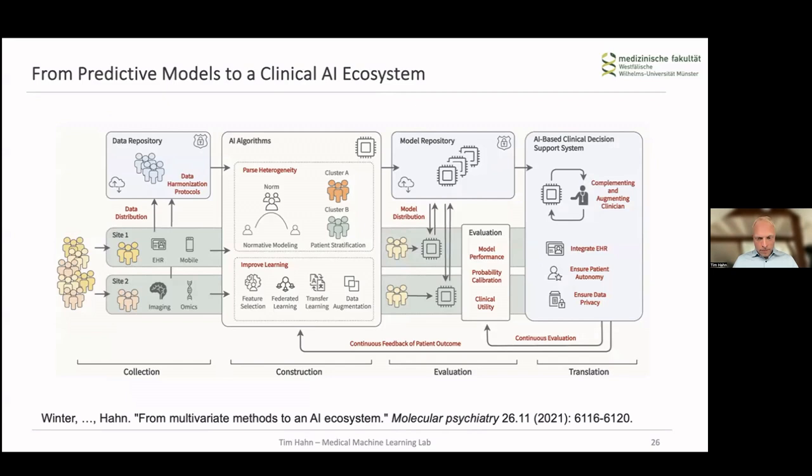And that's the figure that I showed you in the beginning. We have talked about algorithms a lot, the tile in the middle. But also, of course, if you want to bring this into clinical practice, you will need data. You will need to integrate this system into your clinical practice and routines. You will have to have a repository of models to share this with other clinics everywhere in the world. So we don't all have to train our own models.